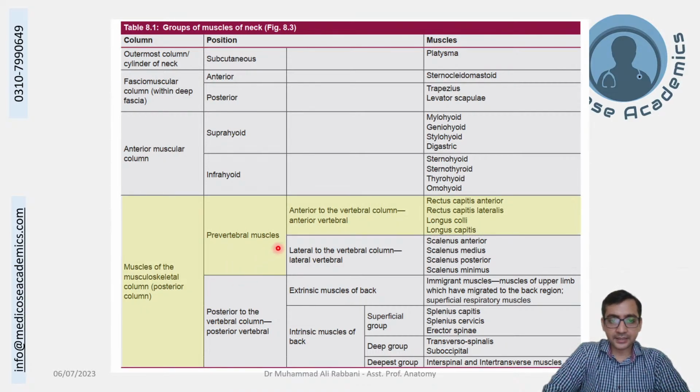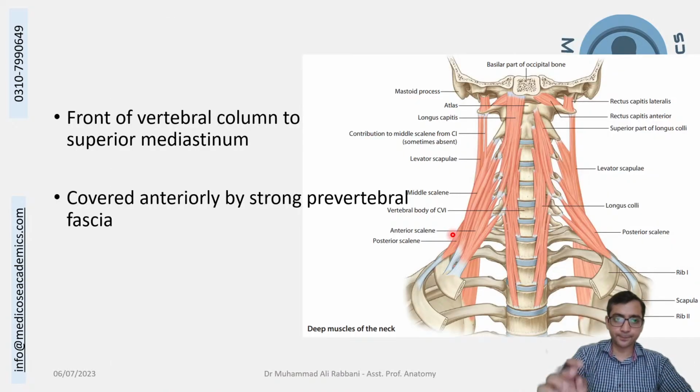That is anterior to the vertebral column. We have discussed these prevertebral muscles. In the prevertebral muscles, we have discussed the ones that are lateral to it: scalenes anterior, medius, and posterior. The extrinsic muscles of the back and intrinsic muscles of the back, I'm leaving from this course. I'm going to now discuss these four muscles, the two rectus capitis and the longus muscles.